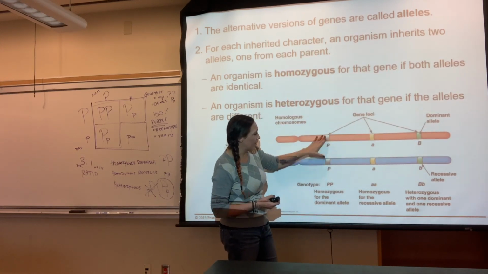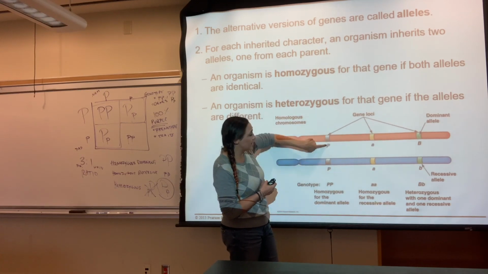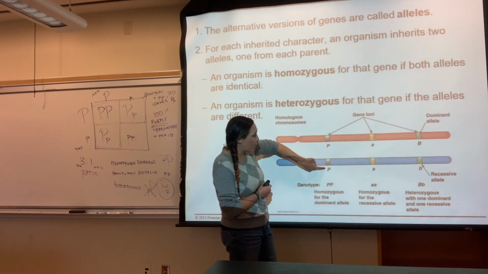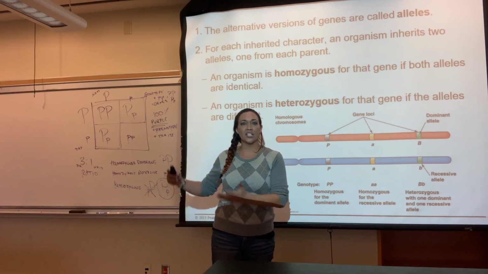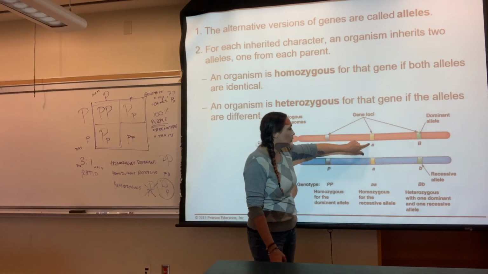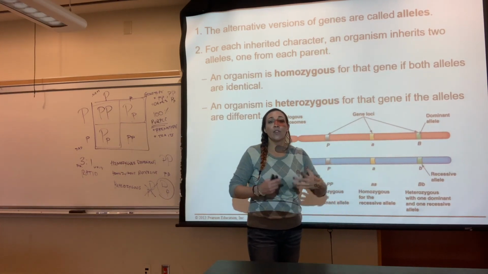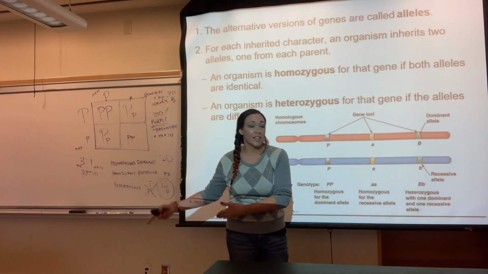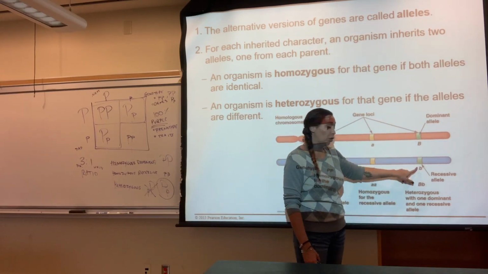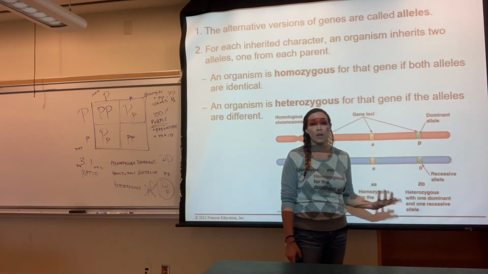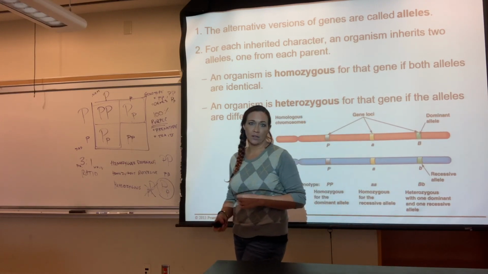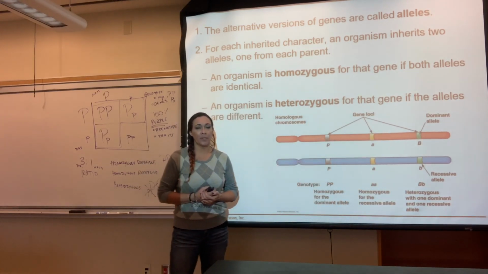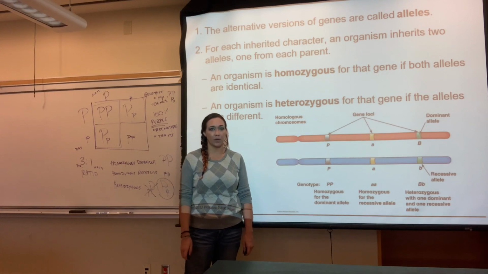Okay, but we're going to have here, if this was mom and this was dad, you can see here, capital P, capital P. The offspring would be homozygous dominant. Lowercase a, the offspring is homozygous recessive. Capital B, lowercase b, now the offspring would be heterozygous. Hopefully that makes sense to you guys. If not, please, please, please practice this at home.